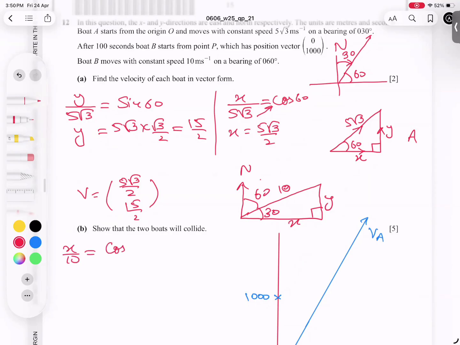So cos 30. Cos 30 is root 3 by 2. So 10 times root 3 by 2, so we are getting 5 root 3.